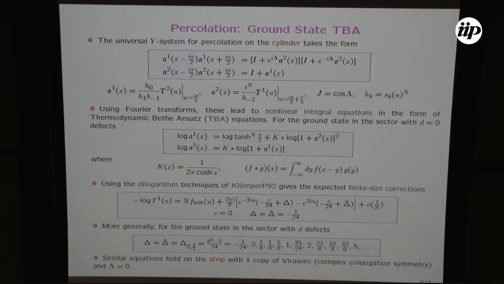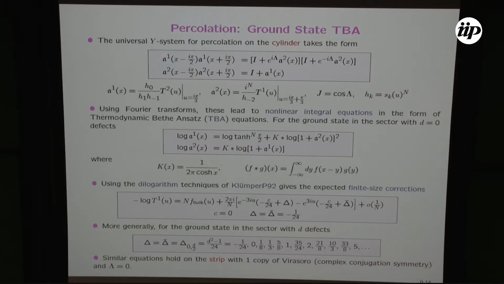From the Y system, you can go to a thermodynamic Bethe ansatz equation. So the universal Y system for percolation can be written in this form. There are just two equations. This is the first one, and this is the second. I'm on the cylinder, so I have plus or minus I lambda here, and these Euler factor A's are just related to the original transfer matrices T2 and T1 with some trigonometric functions which enter here.